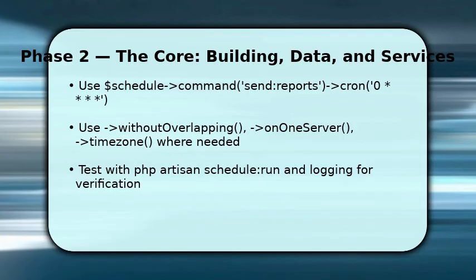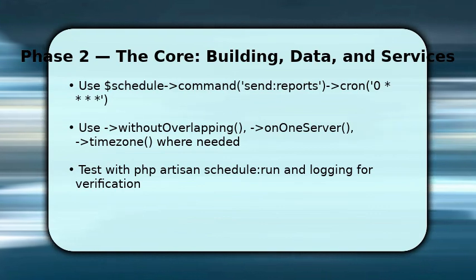To verify, run php artisan schedule:run manually and check logs, or use logging inside handle. This confirms both timing and job behavior before system cron runs it.